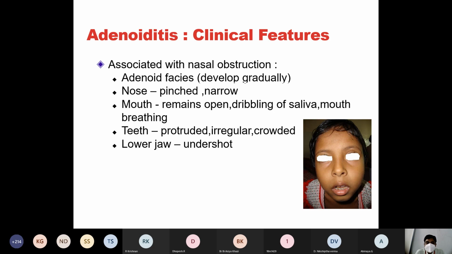teeth, crowded teeth, and because of this midfacial growth dysfunction, there is an elongated midface vertically, and also because of the obstruction and apnea at night, there will be poor mental development leading to the dull appearance of the child. The nose remains pinched and narrow because there is no airflow through the nose. So these are the features which are grouped together to form a constellation of signs known as adenoid facies. This is a common question in the examination.